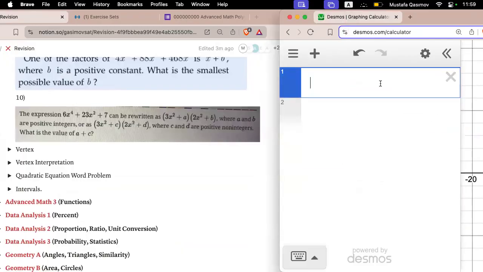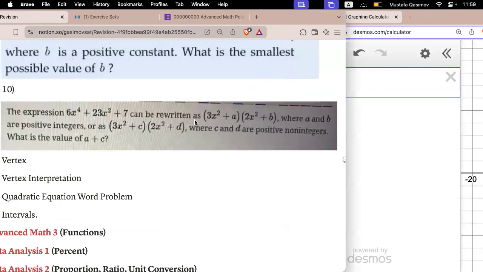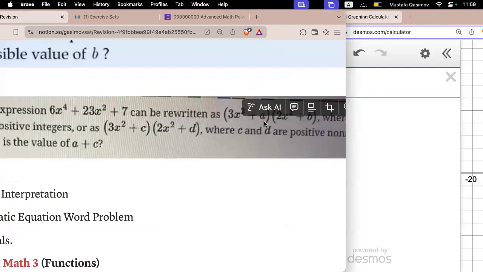Okay, for 10, here we have two methods. You can remove this bracket, okay? You can create a system of equations. For example, it's not very hard, by the way. Here you can see both of them are the same, right? It says that we have an expression like 6x to the power of 4 plus 23x squared plus 7. It can be written like that and like that.